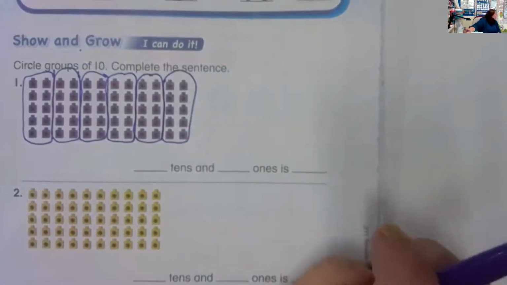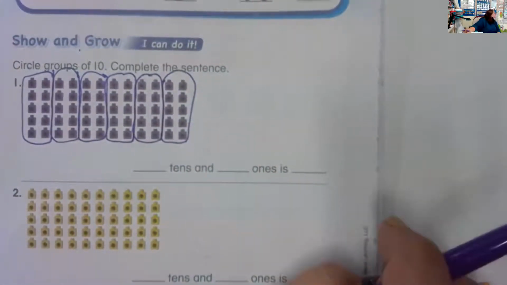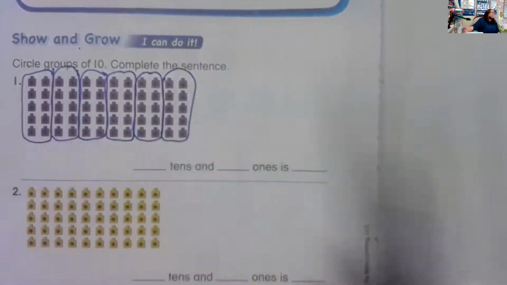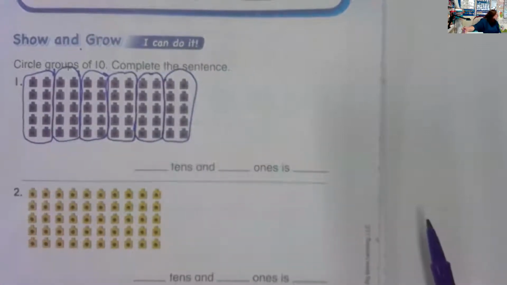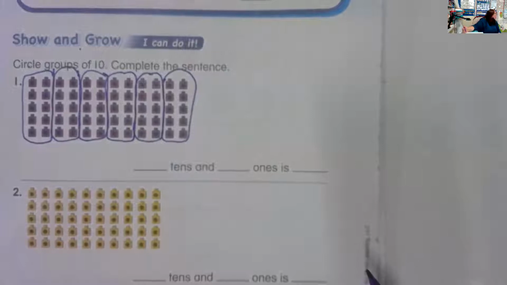All right. How are we doing? We're circling the groups of 10 on question number 1. Hold those pencils up to show me you're done. And we can give Ember a second.